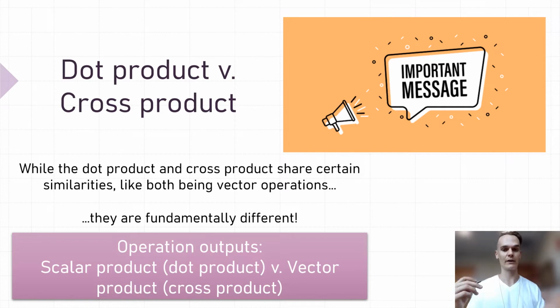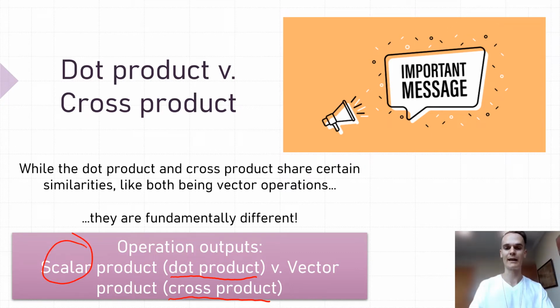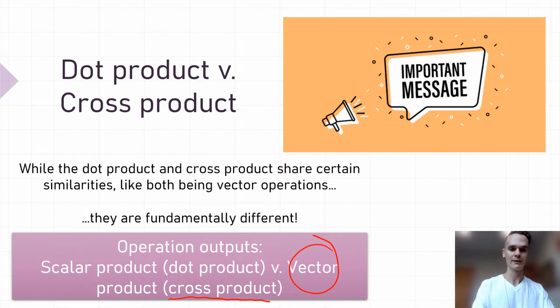vector, and this is different from the dot product. So the dot product outputs a scalar, and the cross product outputs a vector. And this is such a big difference that sometimes the dot product is referred to as the scalar product, and sometimes the cross product is referred to as the vector product. So just to stress that again, while the dot product outputs a scalar, one of the biggest differences between the dot product and the cross product is that the cross product outputs a vector.